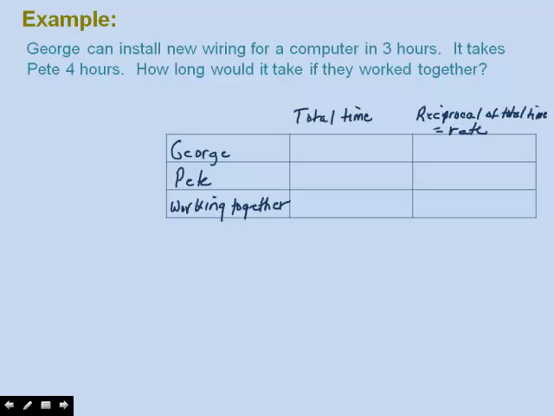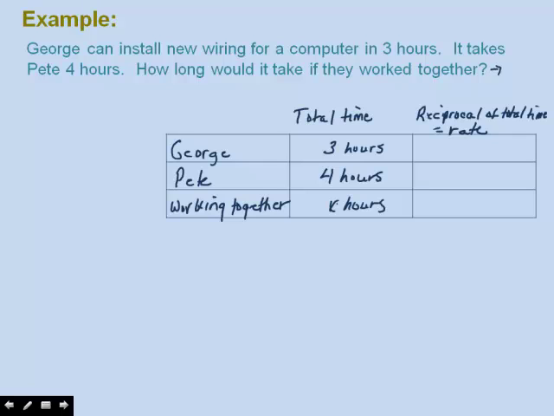Now let's put in the information that we have. We know it takes George 3 hours to complete the whole job, so we'll put that down as our total time here. It takes Pete 4 hours. The question is, how long would it take if they worked together? Since the problem is asking for how long it would take if they worked together, let's make that our variable. So the total time it would take them if they were working together would be what would go in this cell right here. So let's make that X.